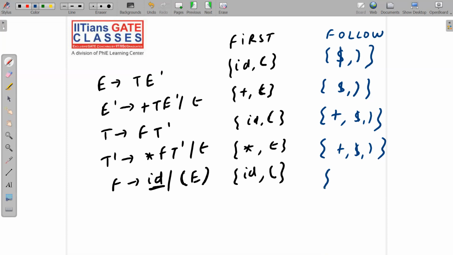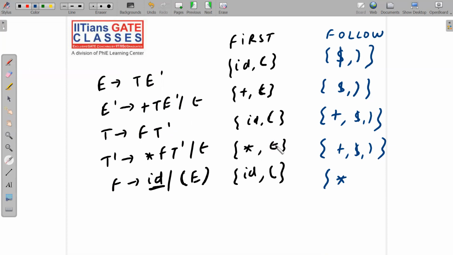Yes. Now comes the follow of F. Please try to concentrate here. Follow of F. Try to find it in the RHS. In RHS, any F? Yeah, here we are having F. So what I will say, follow of F is first of T dash. First of T dash is what? Star. So I will write star. Null, I will never put null.